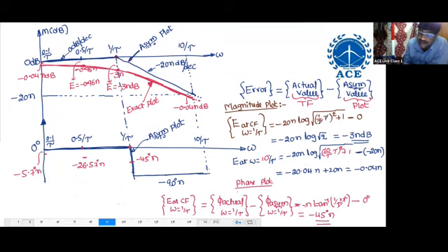In the same way, calculate at 10 by tau. You will get the error as plus 5.7 degrees n. Now join all these points.